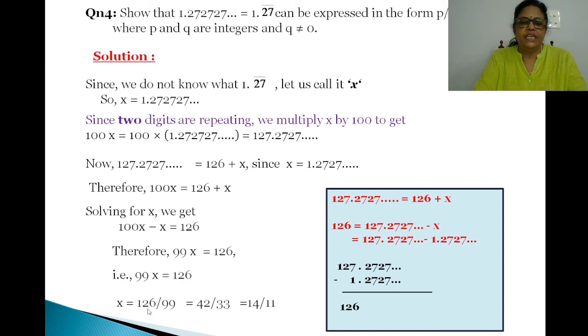Now 126 and 99, both are divisible by 3. 126 divided by 3 is 42. 99 divided by 3 is 33. Again, 42 and 33 both are divisible by 3. 42 divided by 3 is 14. 33 divided by 3 is 11. So 14 by 11 is the p by q form of 1.27 bar, or 1.272727 etc.